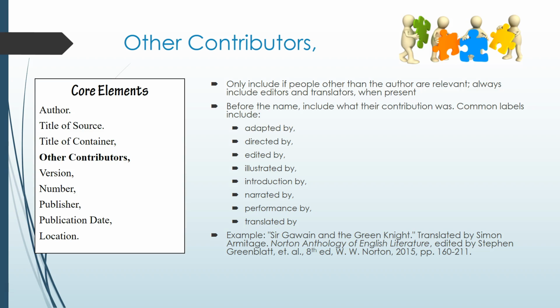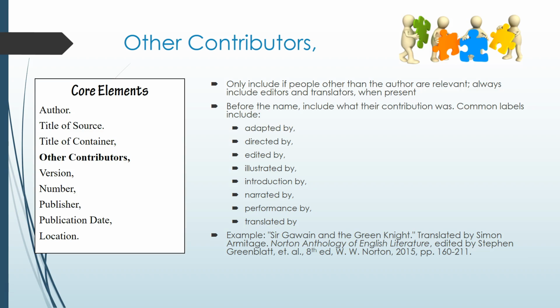The fourth core element is other contributors. Sometimes the contributions of people other than an author listed at the start of the citation are important to your research or for identifying the work. In that case, you should give them credit by listing them in this section, preceded by a label identifying their contribution. Editors and translators should always be included in other contributors if they exist, since they play a key role that deserves credit.